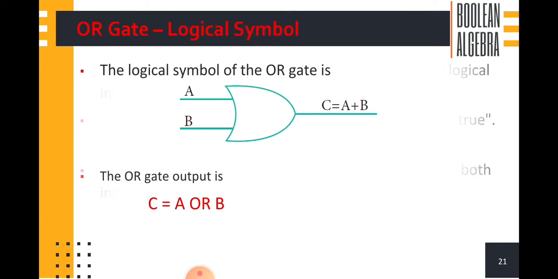Now you can see the logic gate for OR gate. The logic symbol of the OR gate has two inputs, A and B. The OR gate symbol is drawn with a curved line like this. Then C equals A plus B. The OR gate output is C equals A or B. Either we can use the symbol plus or you can use the logic name OR. C equals A or B.